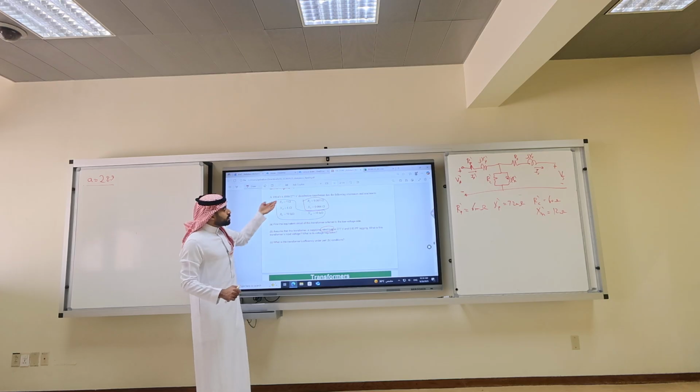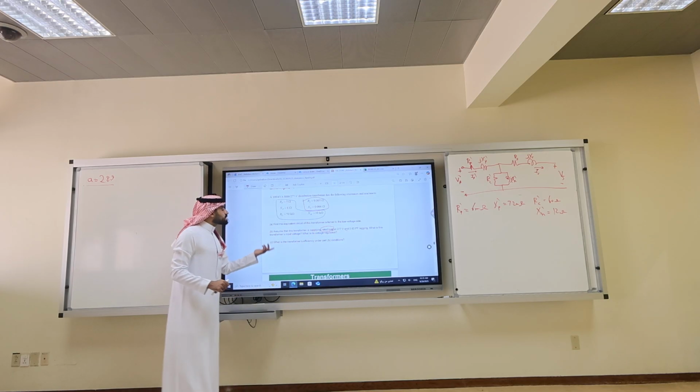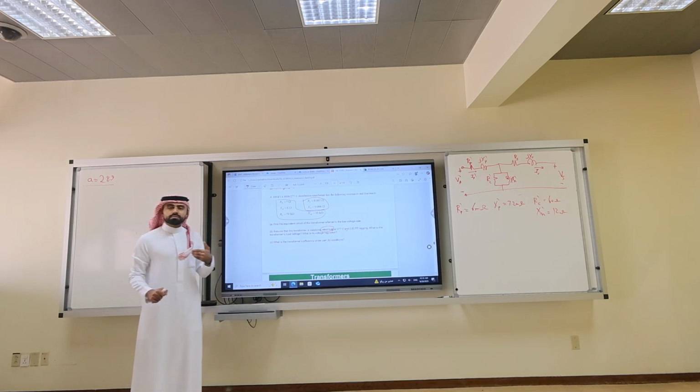Yes. At 0.85 power factor lagging, what is the transformer's input voltage? What is the VR?